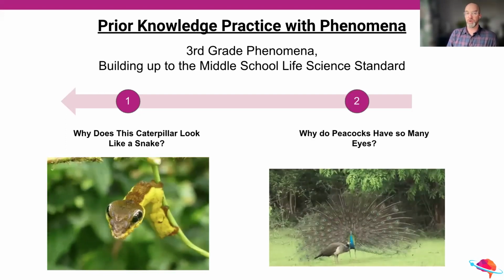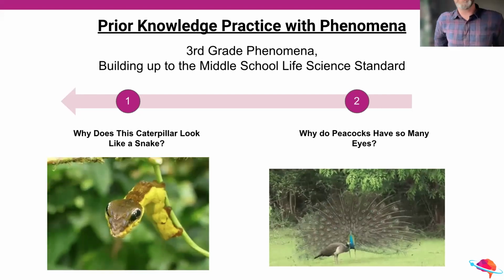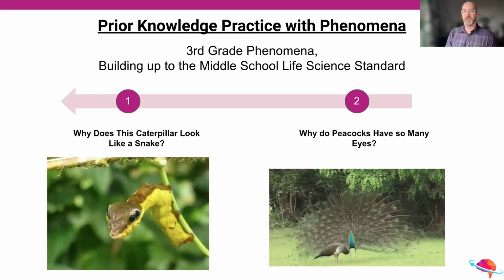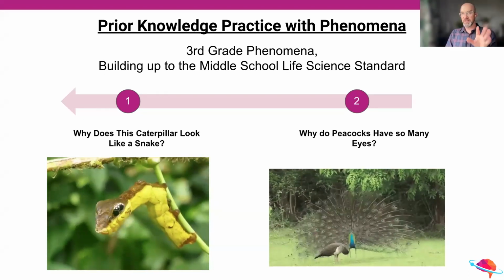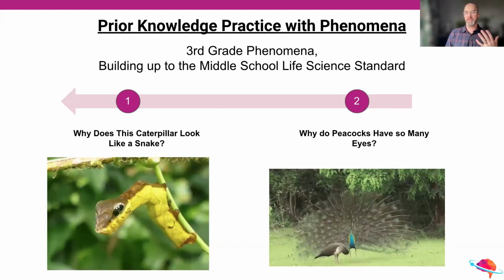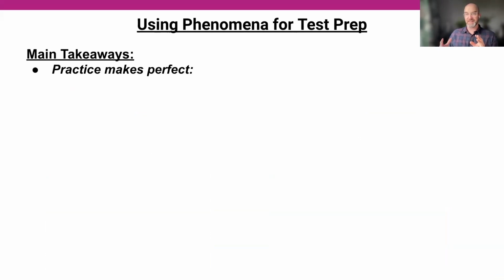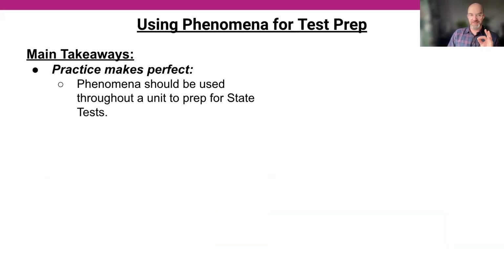And we'd also go back to, these are all phenomena, just to be clear, from the InOrbit website. Why do peacocks have so many eyes? And looking at how the colorful tails on male peacocks help them to attract the attention of potential mates. And these are all just different ways that we can use these phenomena for test prep and allow students to practice. And that practice is what is going to make things perfect.